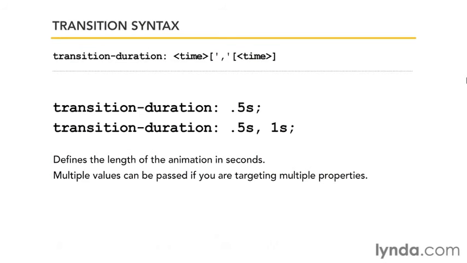Transition-duration defines the length of time that properties should animate. Time is given in seconds, and if you have more than one property animating, you can specify multiple times for each property. Again, you can separate those with a comma or not.